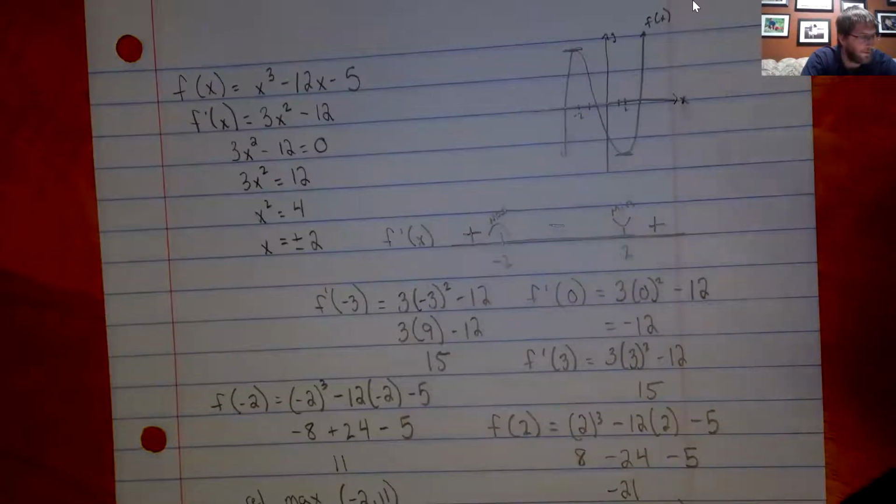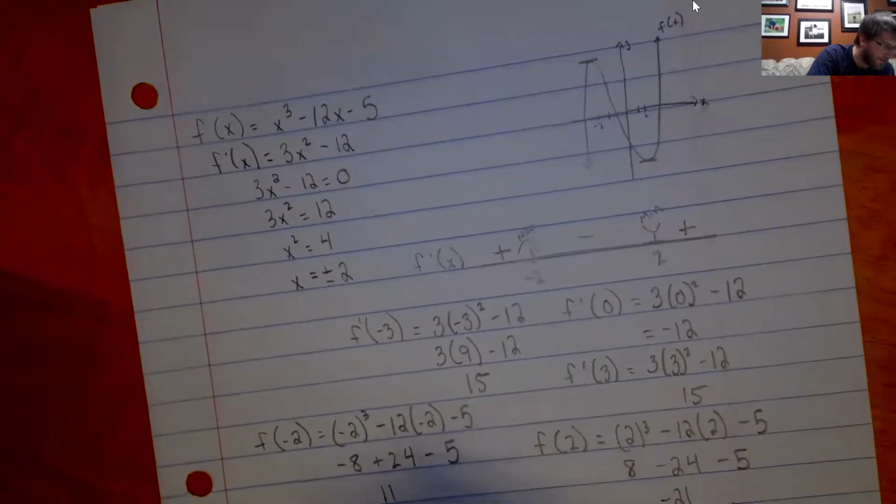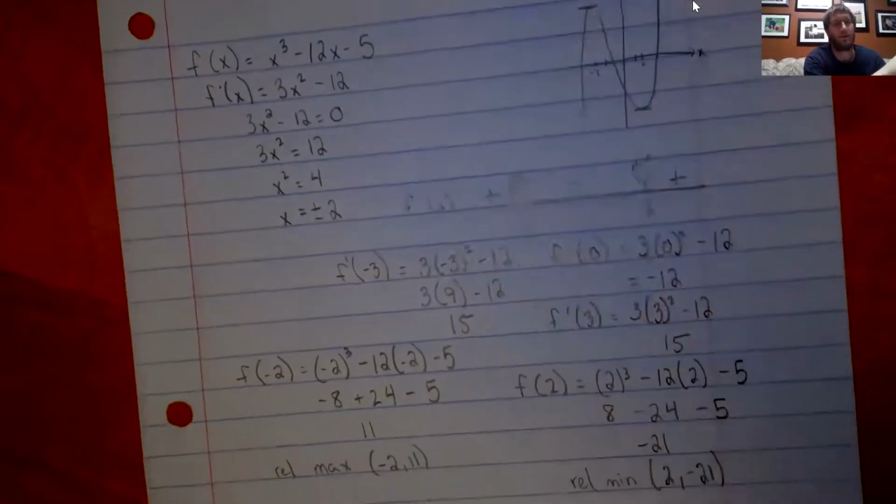Okay, let's try one more. Let's do another function that's maybe a little bit more difficult. So we have x squared minus 4 to the 2/3. So let's look at this one.